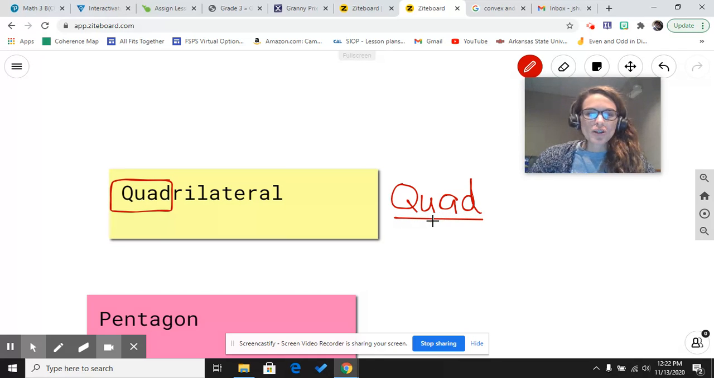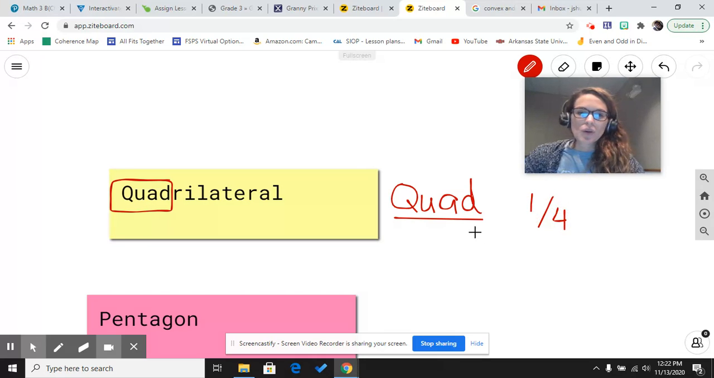I'm thinking of other words that start with similar beginnings. Words like quarter. It doesn't have the D, but it's similar. Quarter, and that's 1 out of 4 parts of a dollar. Can you think of any words that start with quad? I'm wondering something. How many sides does a quadrilateral have? Can you remember?